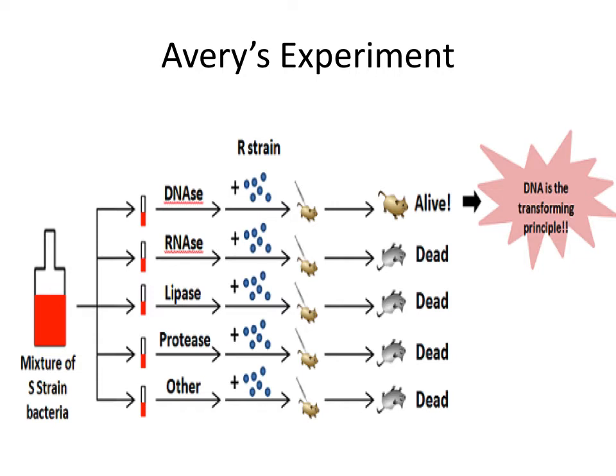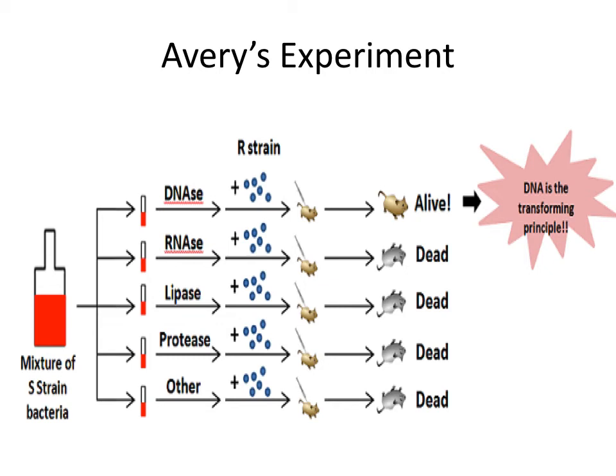He did the same experiment again, but added a lipase, so enzymes to get rid of the lipids, but leaving everything else. And added it to the rough strain, put it in the mouse, and the mouse still died. So therefore it wasn't the lipids that was the problem. He used an enzyme to break down the RNA and added that to the boiled S strain, mixed it with the R strain, added it to the mouse, and the mouse still died.